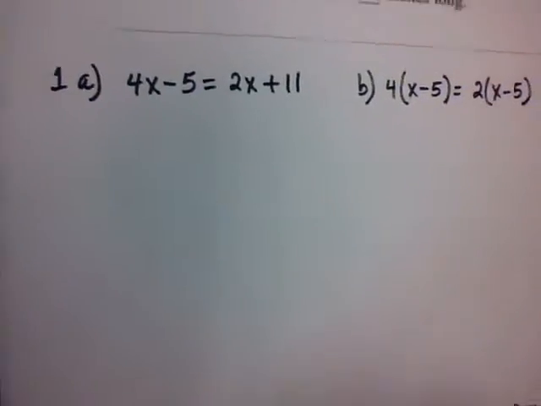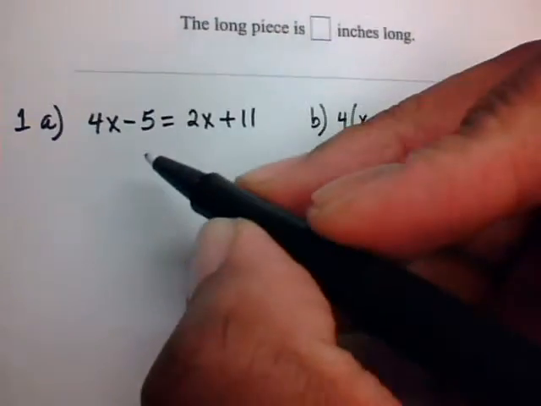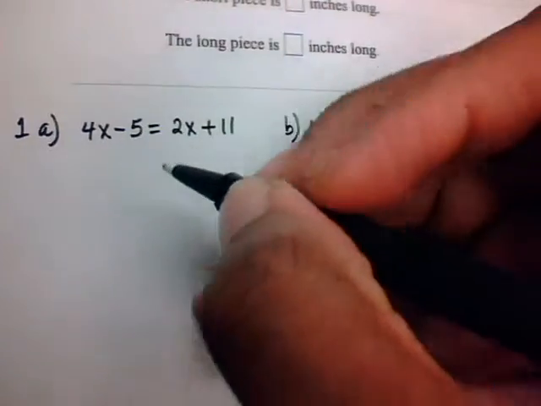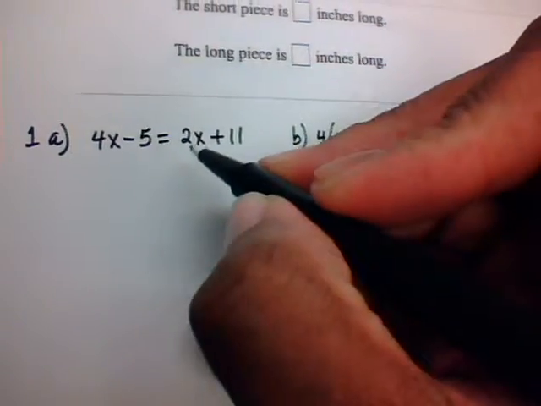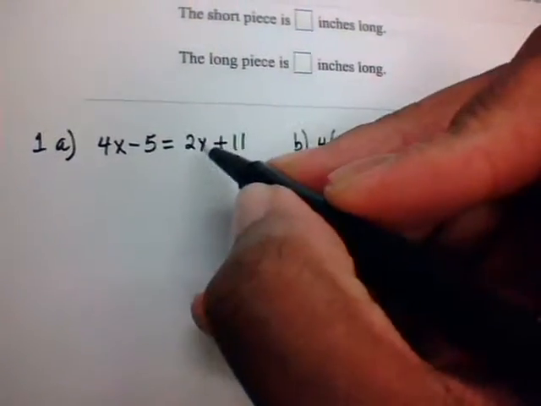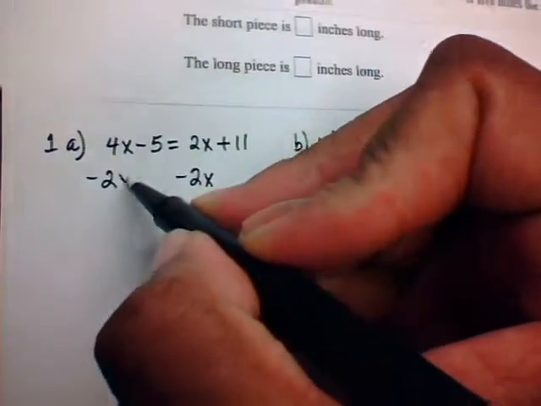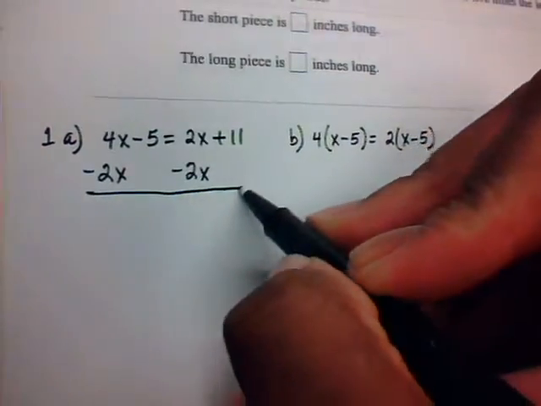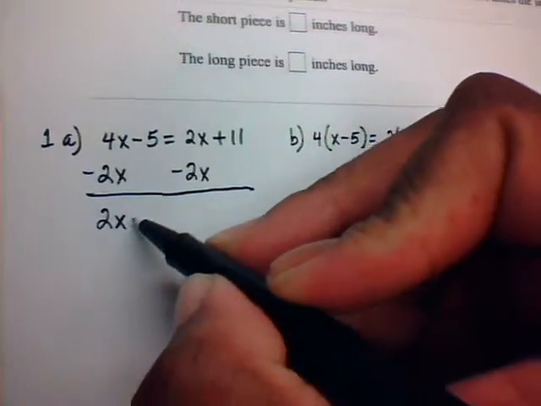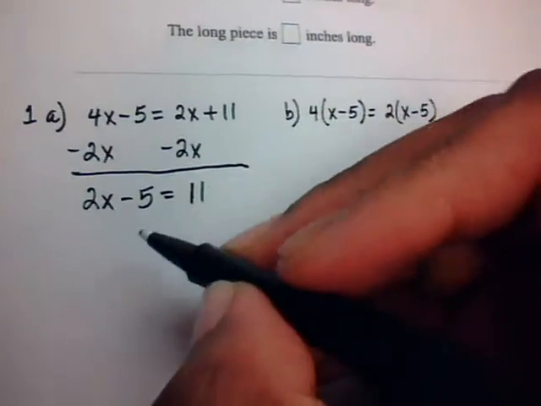I've written these at the very bottom of this sheet. Let's start with part A. That's 4x minus 5 is equal to 2x plus 11. Notice that we have variables on both sides of the equation. So what I'm going to do here is get all the variables on one side and the numerical terms on the other side. Let's move the 2x over to where the 4x is by subtracting 2x on both sides. And when we do, 4x minus 2x is 2x, minus 5 is equal to 11.